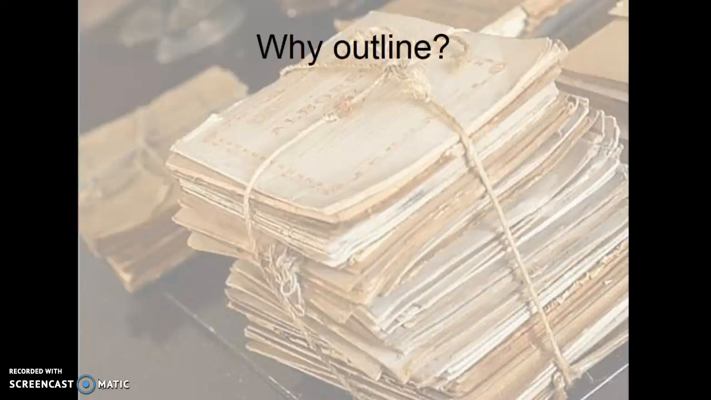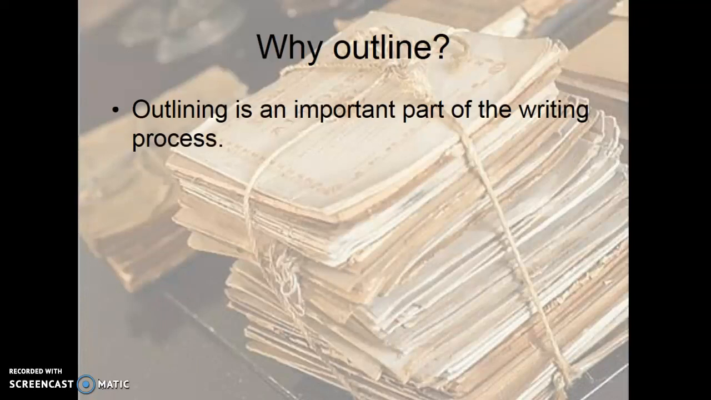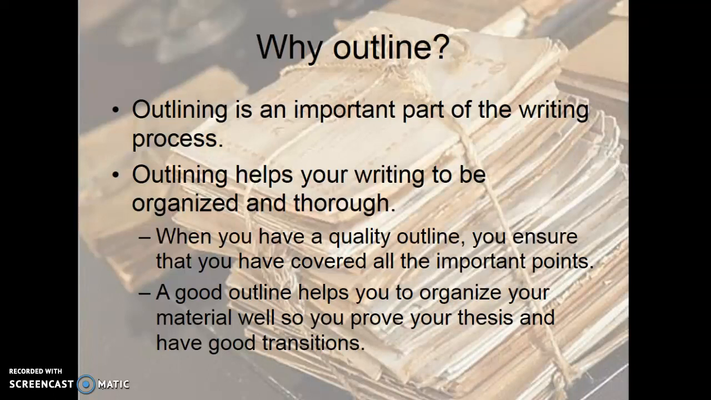So why do we outline our papers? Outlining is an important part of the writing process. It helps your writing to be organized and thorough. When you have a quality outline, you ensure that you're covering all of the important points that you want to cover. A good outline helps you to organize your material well so you prove your thesis and have good transitions.